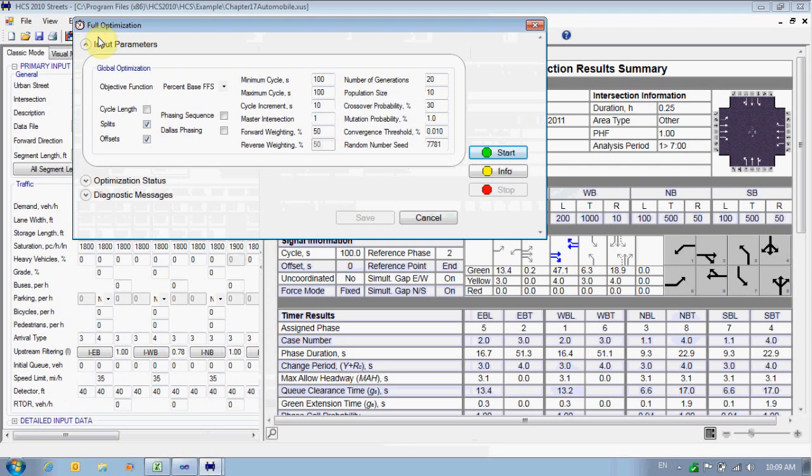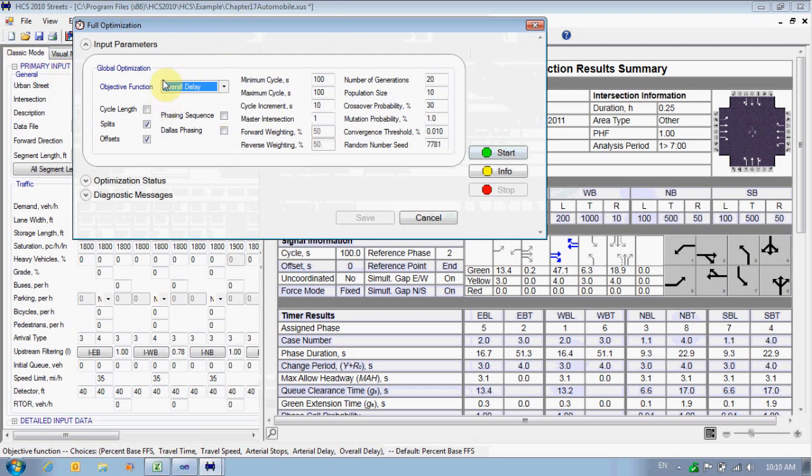When I click on that button, it loads this so-called optimization dashboard, and I'll start by changing the optimization objective function to overall delay. Percent-based free flow speed is what level of service is based on for Chapter 17. But for this demonstration, I'll use overall delay because it's the easiest for most people to understand, and that'll take into account delay on both the major street and the minor street.